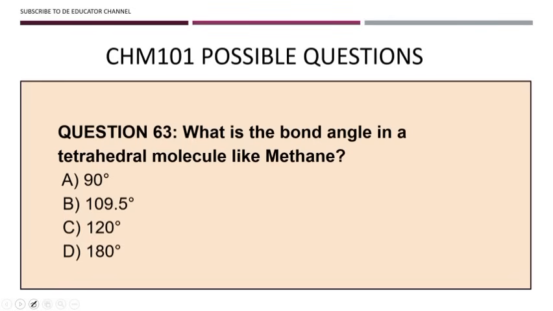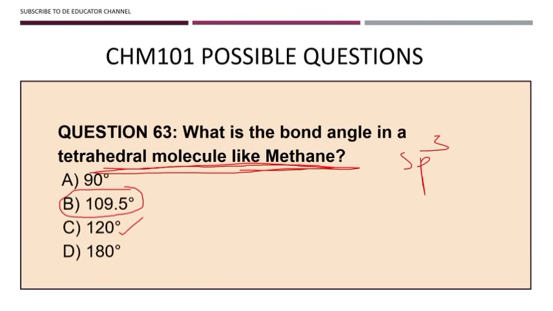What is the bond angle in the tetrahedral molecule like methane? Remember, before you can get the angle, you need to get the type of hybridization. Methane is sp3. And I said that sp3 is 109.5, sp2 is 120, then sp is 180. Alright, please take note of that also.